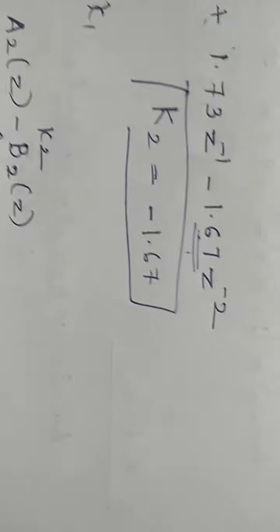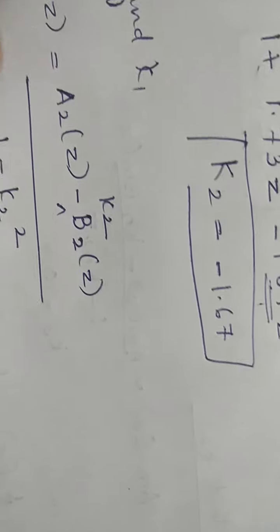Now, we want to substitute this b2 of z in this equation. Okay. So b2 of z we got. Now we want to do the a1 of z equation.